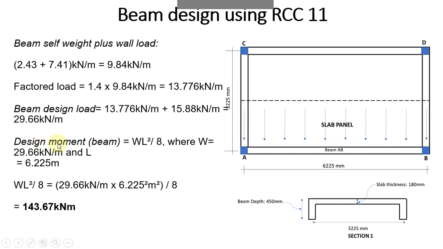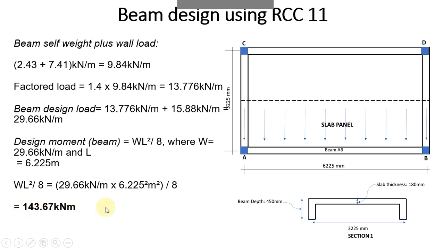As with the slab, the design moment for a beam that is simply supported is WL squared over 8, where W is now 29.66 kilonewton per meter and L is 6.225 meters. Remember, the span of the beam is 6.225 meters. Applying the formula, we get the design moment for the beam as 143.67 kilonewton meter.